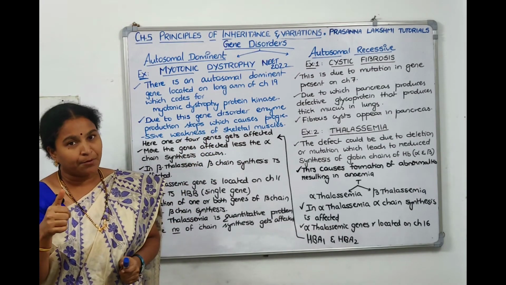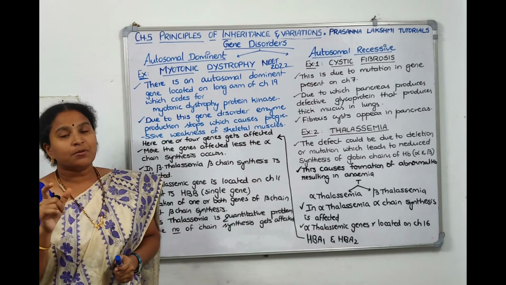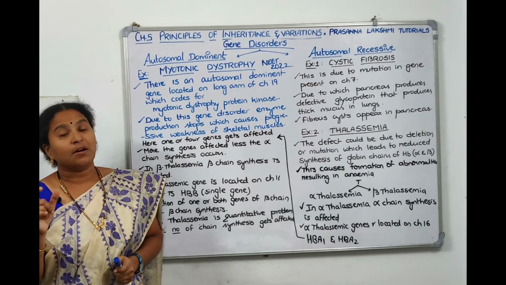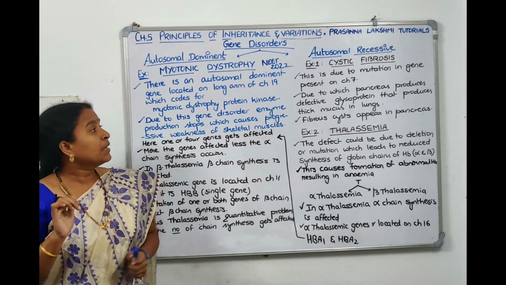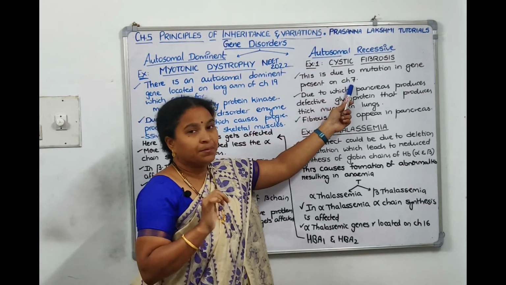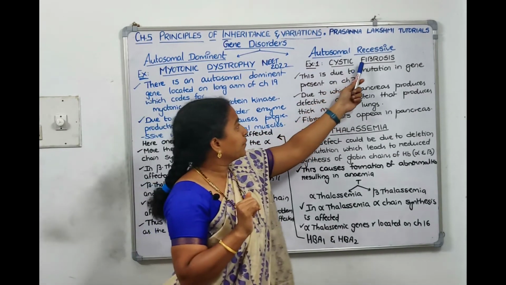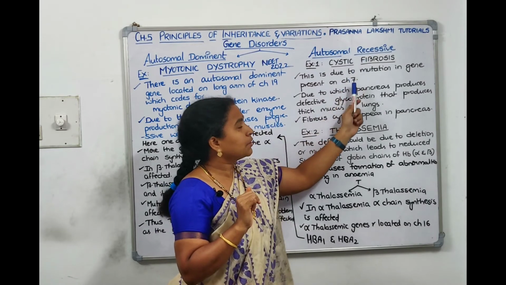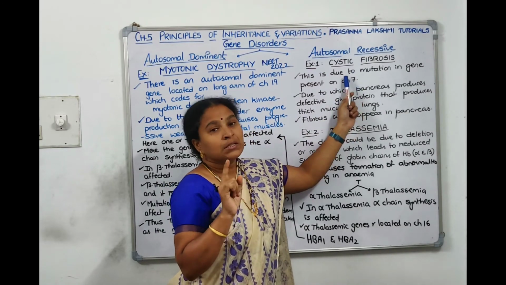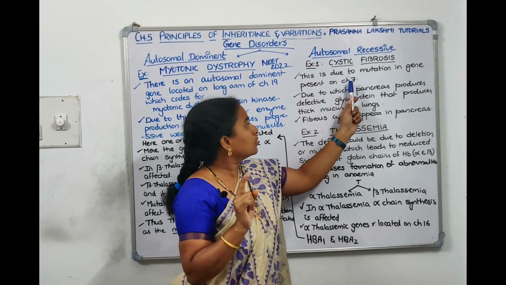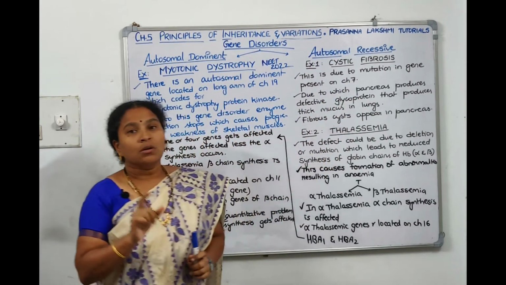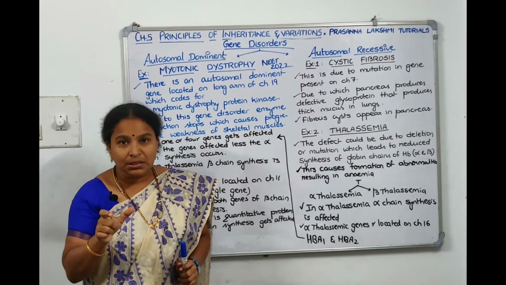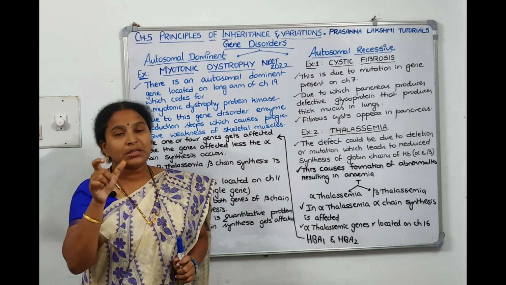One is cystic fibrosis, which is autosomal recessive. On which chromosome is it present? It is present on chromosome number 7. So you can remember it like this: the F is like the reverse form of 7. Cystic fibrosis is located on chromosome number 7. So there is a recessive gene present on chromosome number 7.